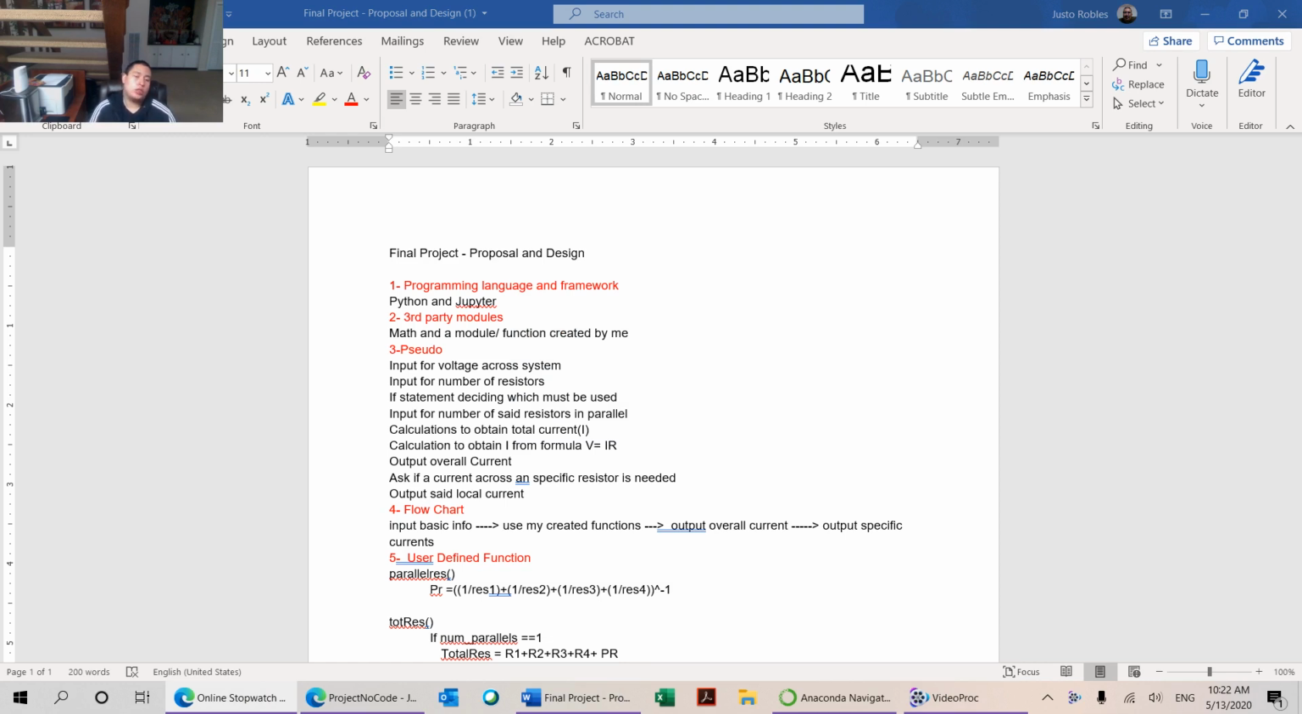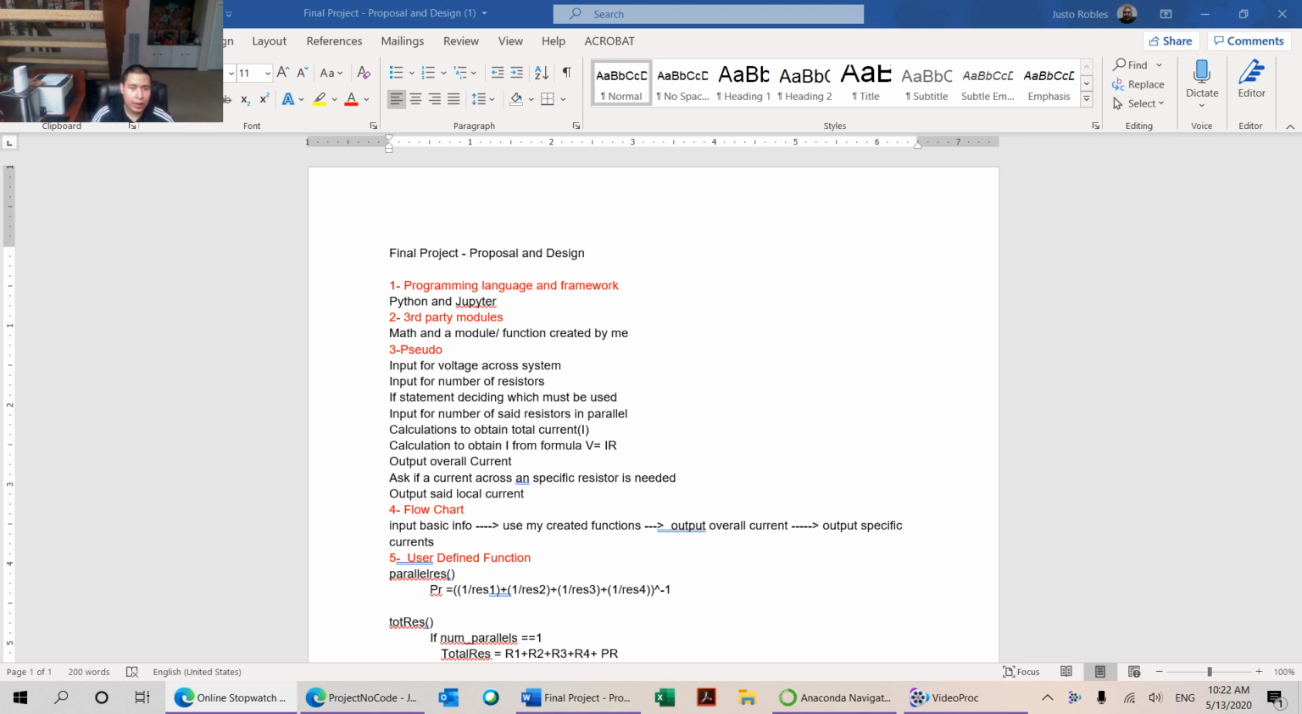All right, so my project is a current calculator. For those of you that don't know, current is something you calculate in physics too when you're dealing with circuits and voltage and resistance. It's probably one of the things you do the most and it's super tedious.